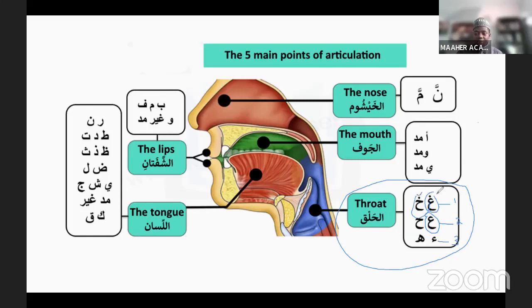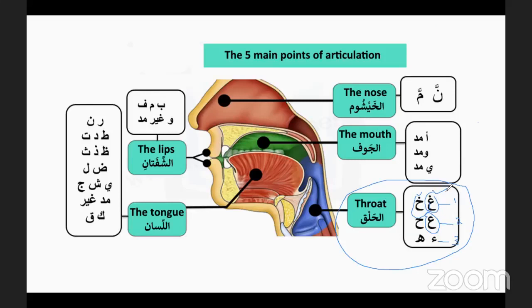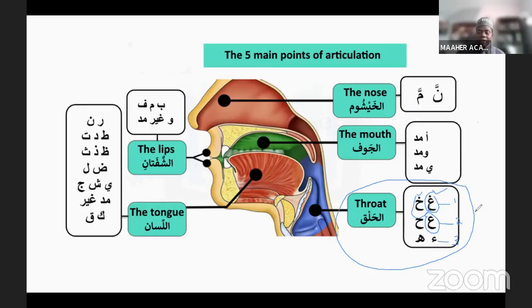So the Kha and the Gha, where do they come out from? Did they come out from the mouth or from the throat? The Gha and the Kha. It comes from the throat. From the throat, right? And so they come from the top of the throat. So Gha, Kha, Gha, Kha, right?